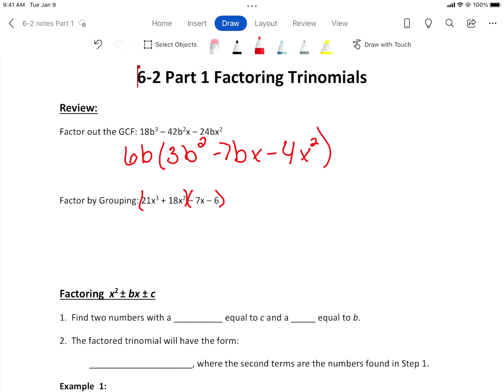Did everybody switch them? What did you switch? 18 and 7. Okay, so you did 21x cubed minus 7x. Like this? All right, we'll do that.